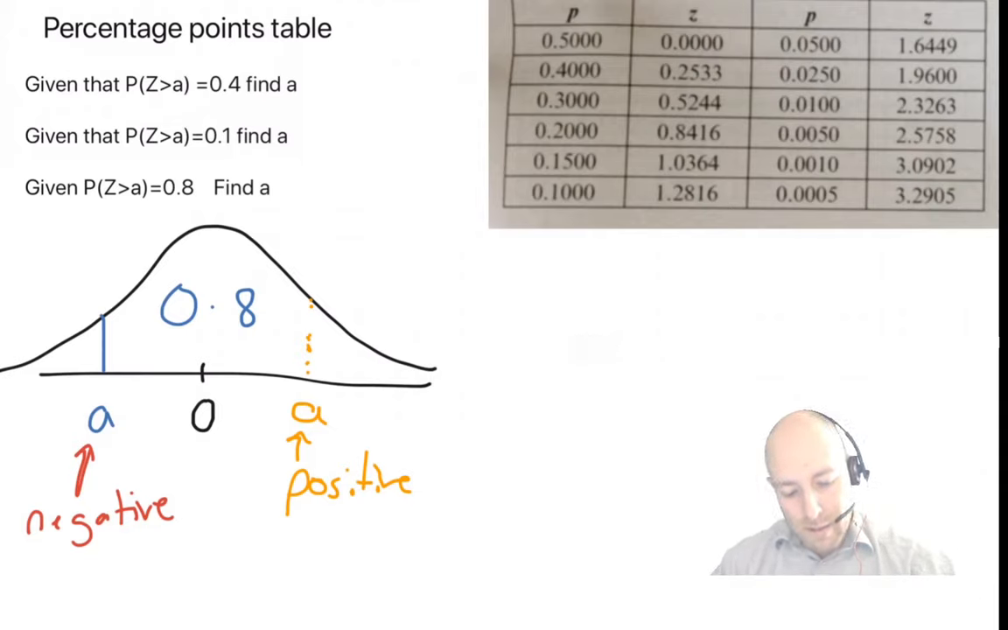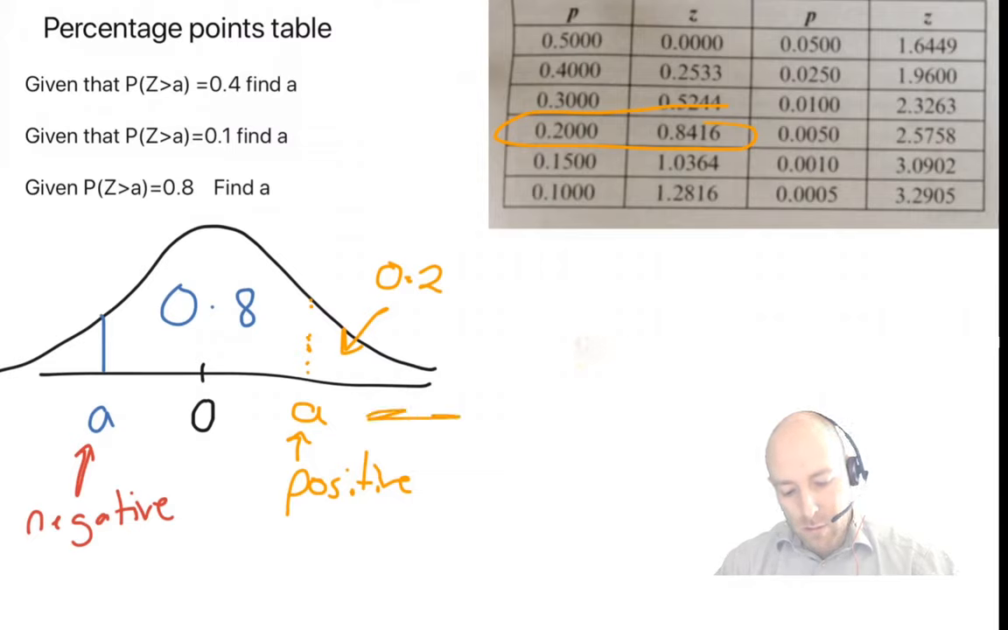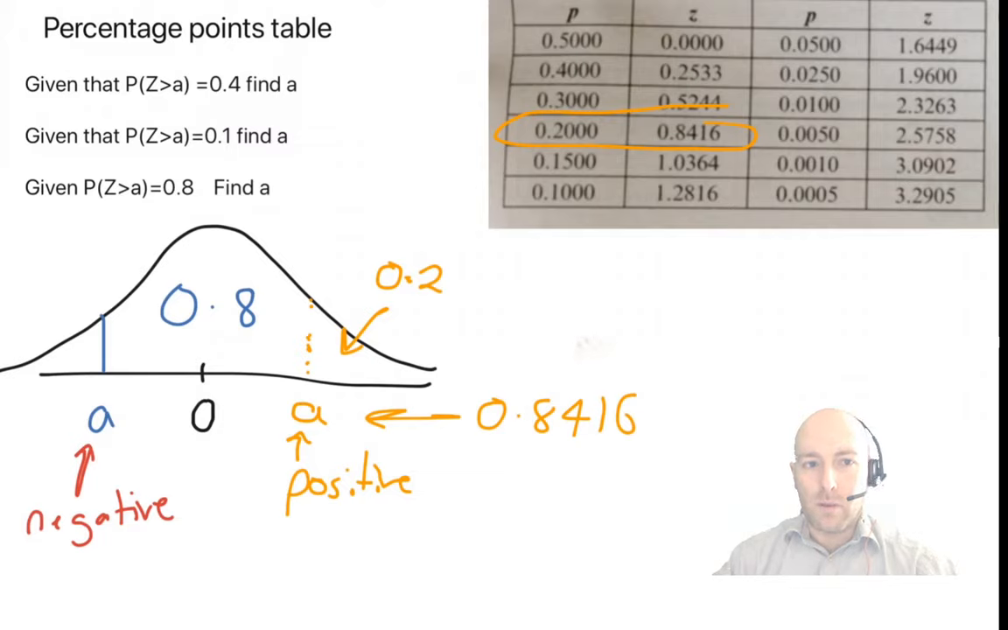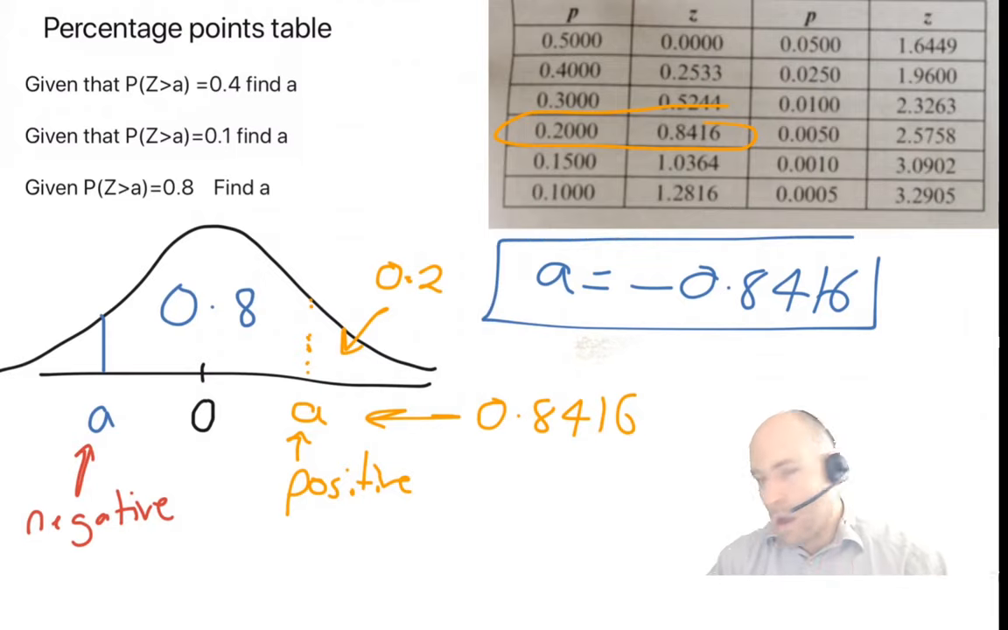So I know the value greater than fake A is 0.2. So I can look up that in the table, which is 0.2 here, which is what Sam said the answer was. And we get 0.8416, which is this value. So the value that we're looking for, blue A, the real A, the original A, is going to be the negative version of that number. So our answer, A, is going to be minus 0.8416. Hopefully that makes sense.